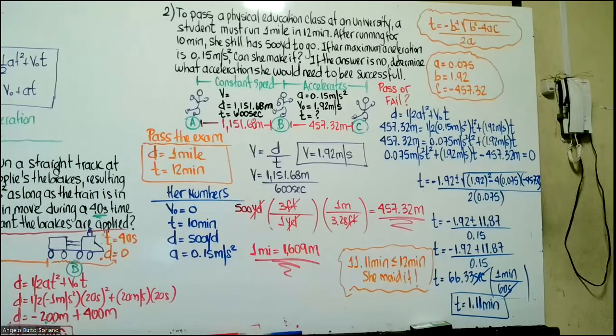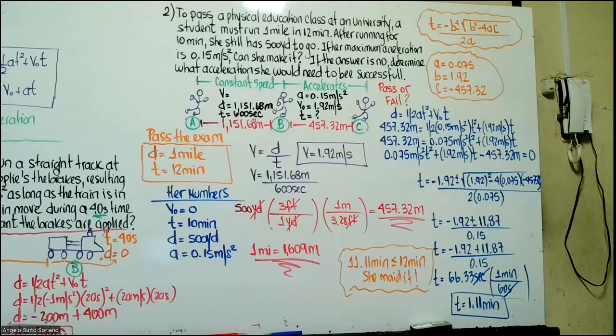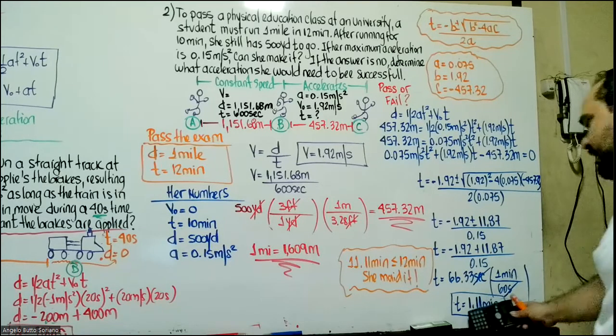Okay, and as you can see, because she passes the exam, it is not necessary to calculate the acceleration, because the problem says if the answer is no, determine what the acceleration would need to be to be successful. But according to her numbers, she obtained 1.11 minutes plus the first 10 minutes, so she made it. She has 11.11 minutes, less than or equal to 12. So she finally passed the exam.